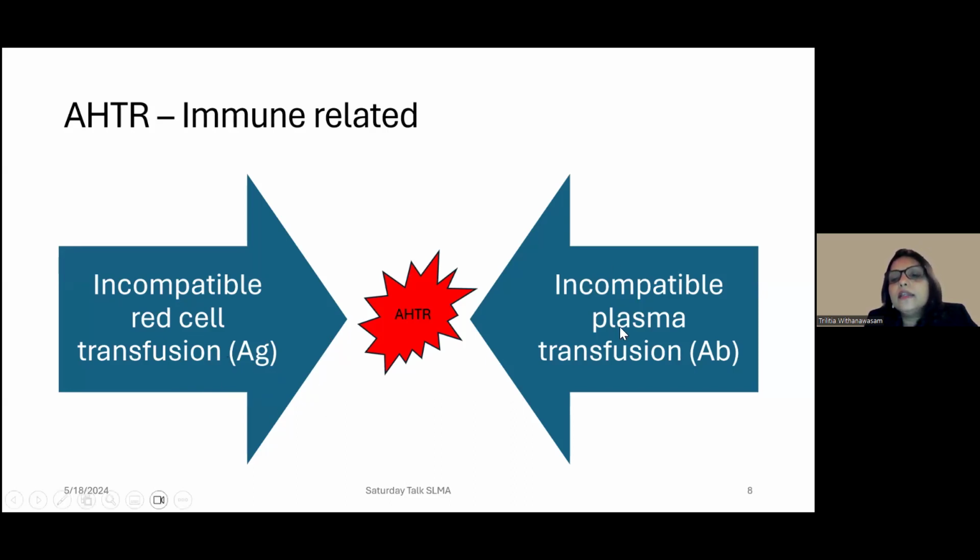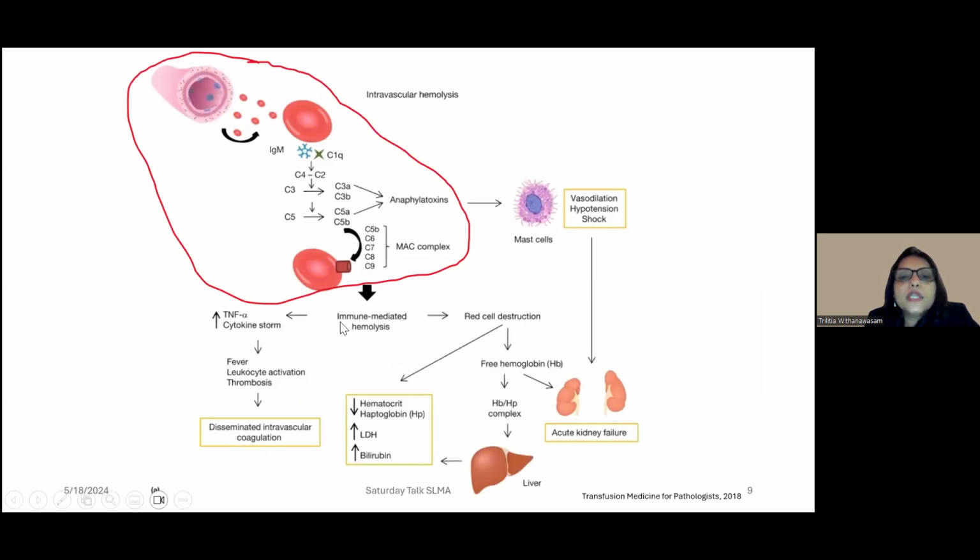On the other hand, the reverse can also happen. If we give O plasma, which contains anti-A and anti-B antibodies, to an A patient or a B patient, incompatible plasma can lead to acute hemolytic transfusion reaction. So this slide shows the pathogenesis, or pathophysiology, of what's happening in the acute hemolytic transfusion reaction.